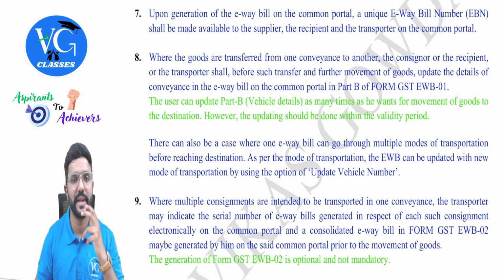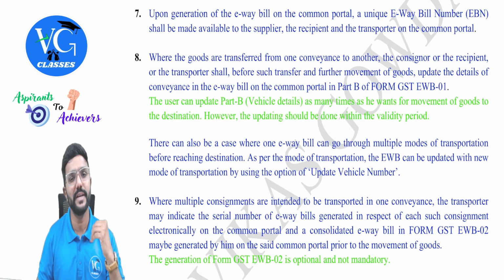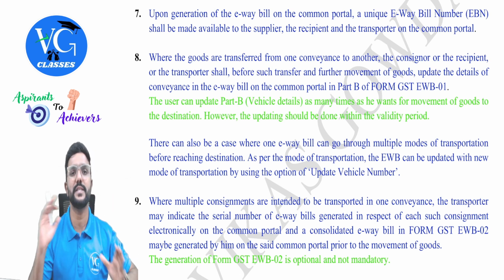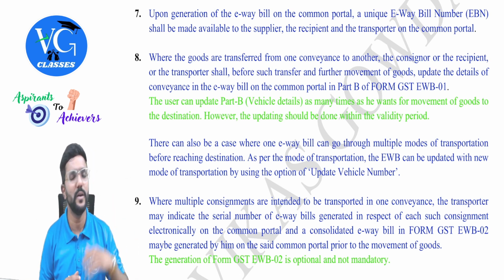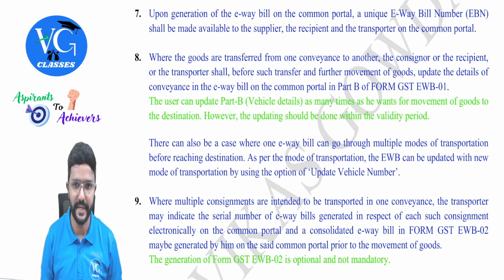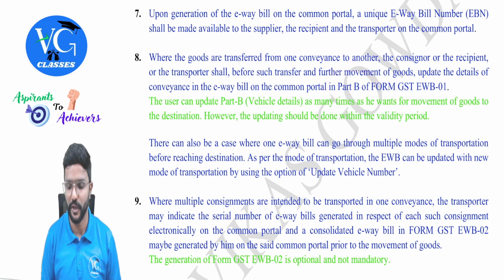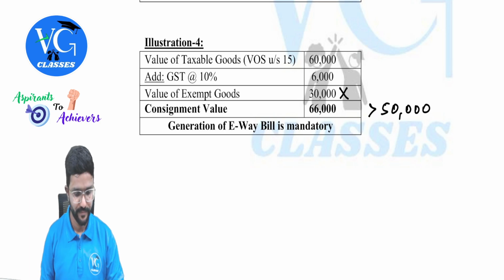There is a validity period for an e-way bill. So can we update the vehicle details any number of times within the validity period? Yes, guys. Whenever there is a shifting of goods from one vehicle to another vehicle, or from one conveyance to another conveyance, we need to immediately update the details. Okay. Where, sir? In part B of EWB 01. Yes, just a minute.